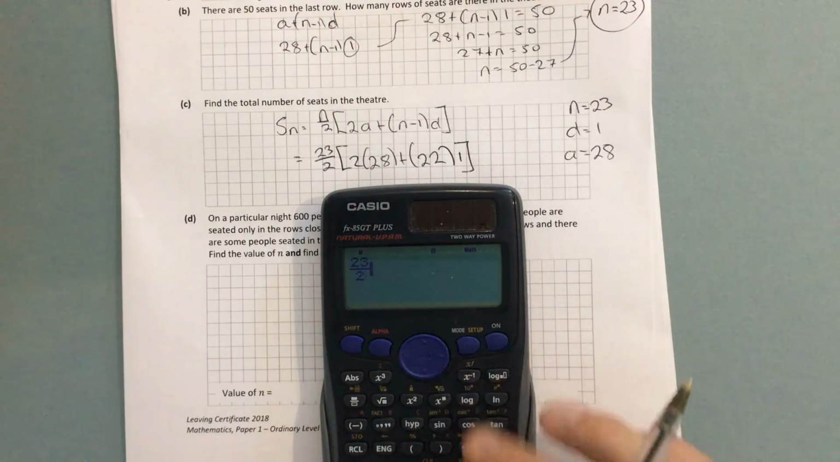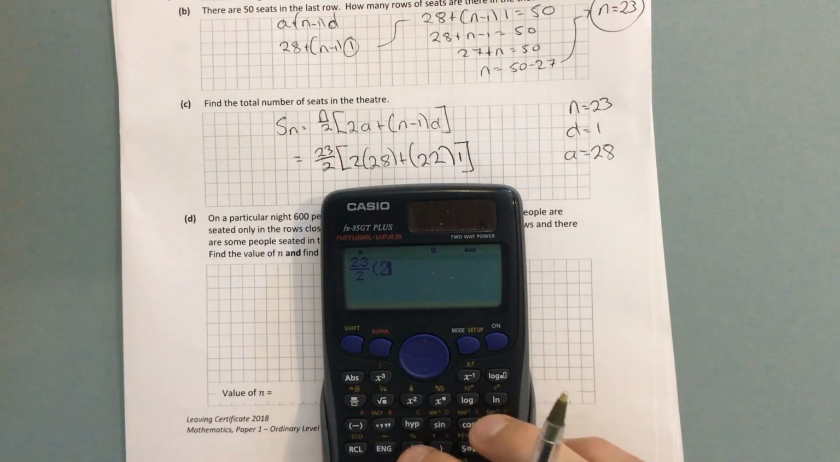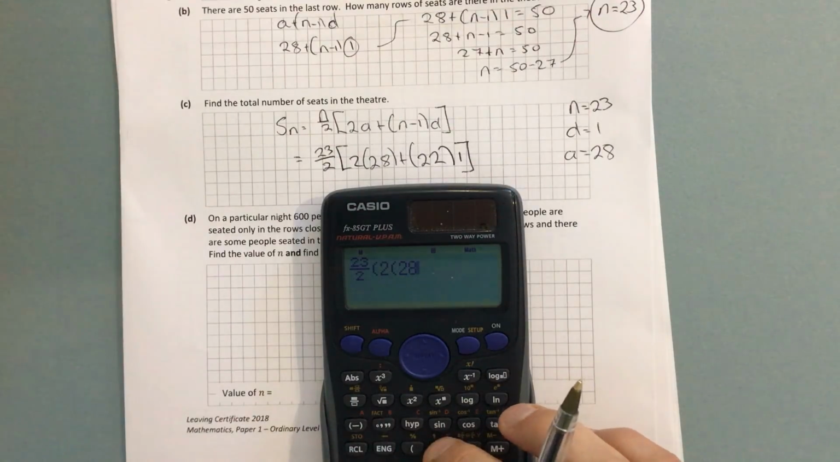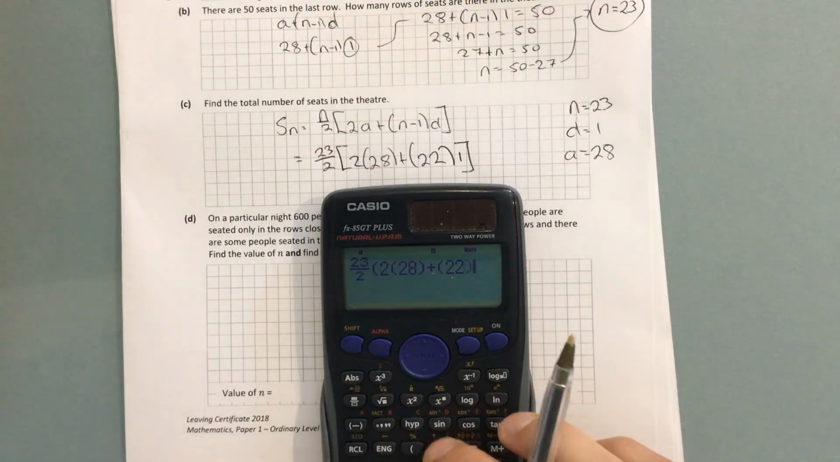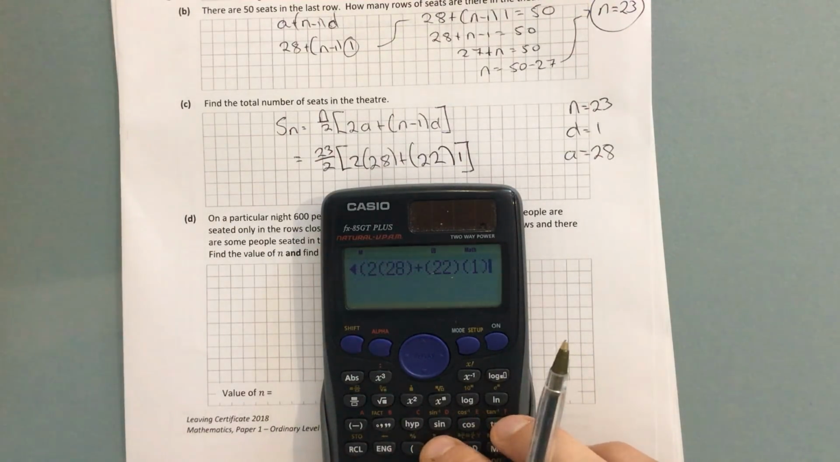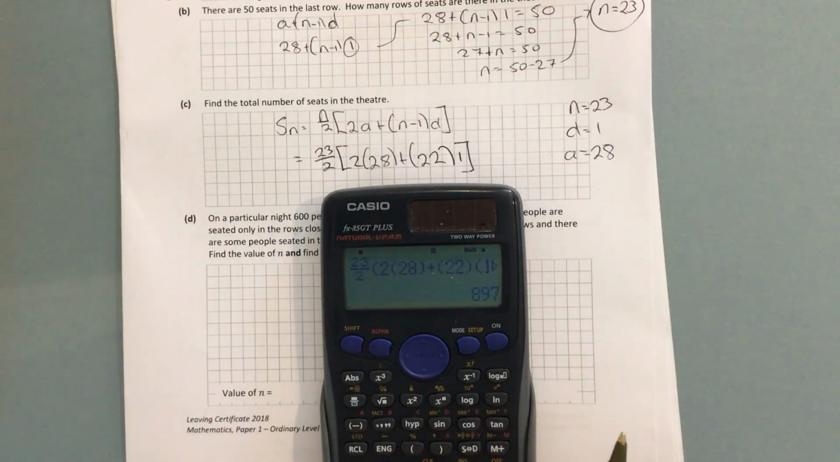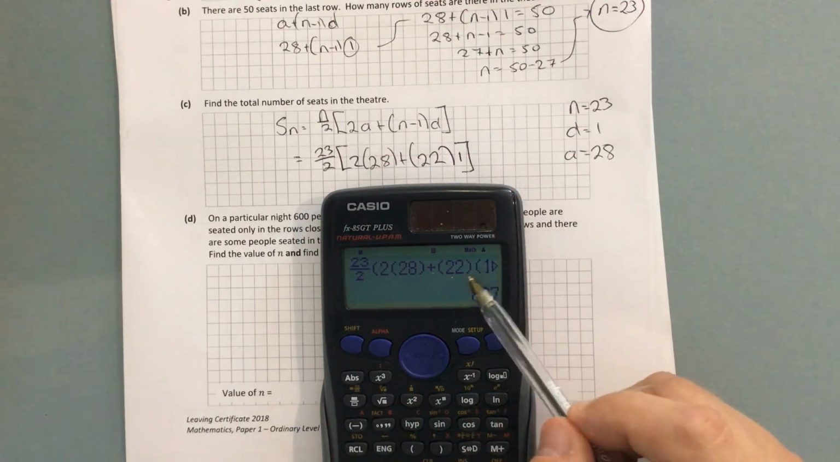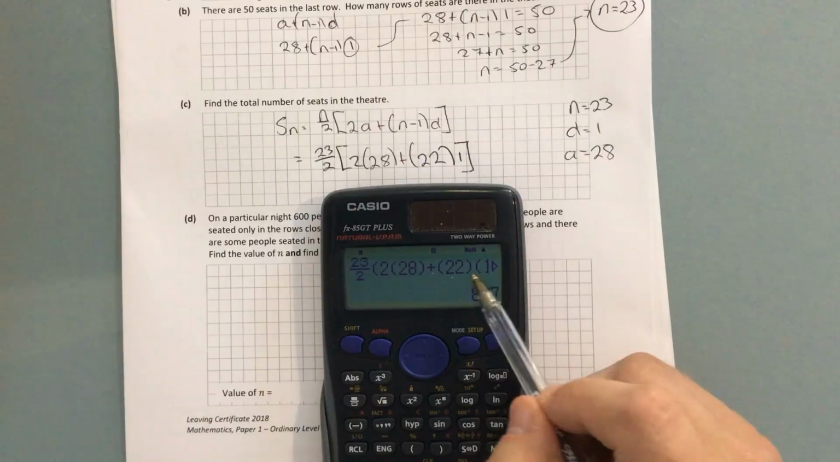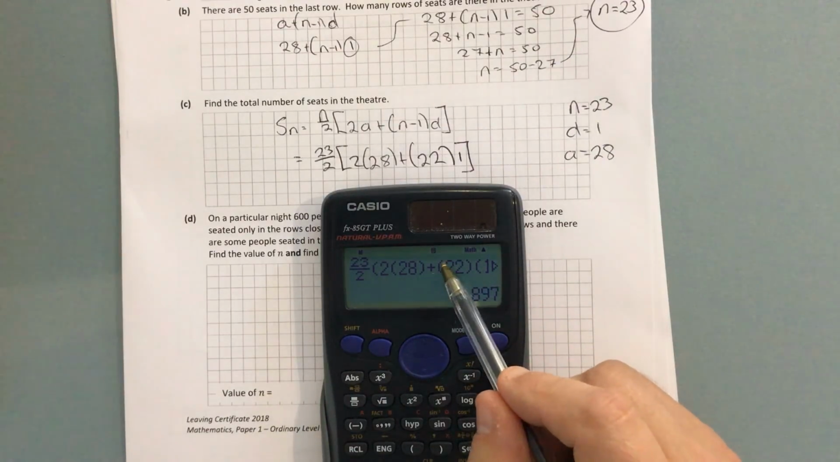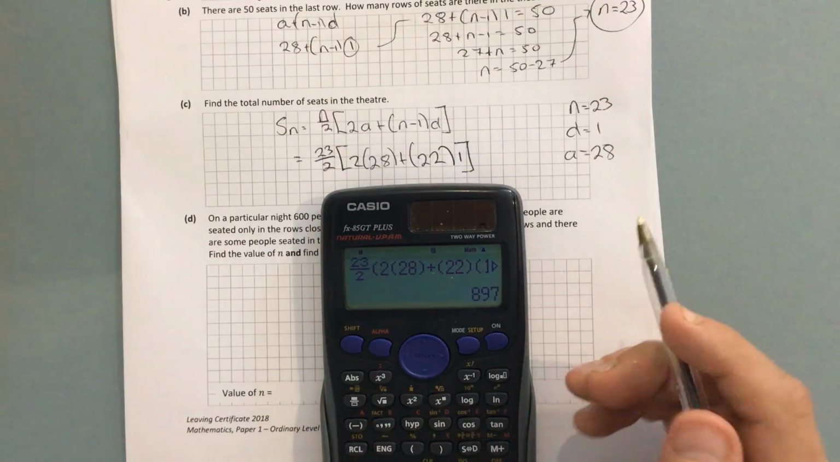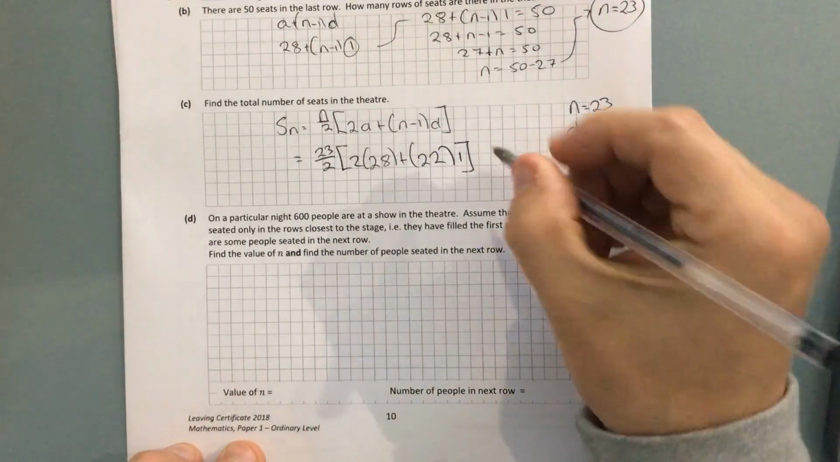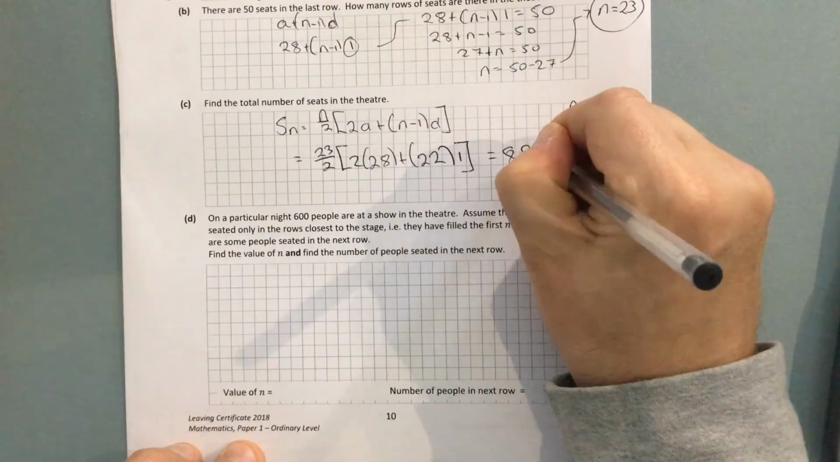23 over 2, there might have been a small issue there with my formula, so 2 times 28, my bracket there. Okay, so plus 22 bracket 1 and close the bracket again. There we go. There may have been an issue with one of the brackets wasn't closed. If you have that bracket open and you don't close it, then you get an error in the calculator. So the answer we get is 897.